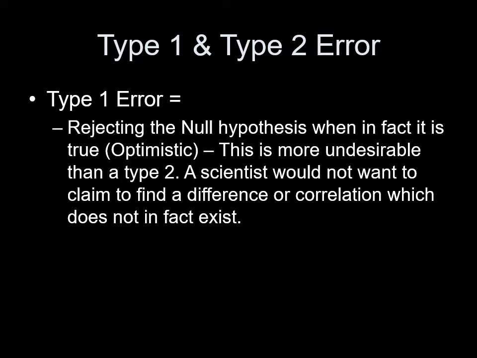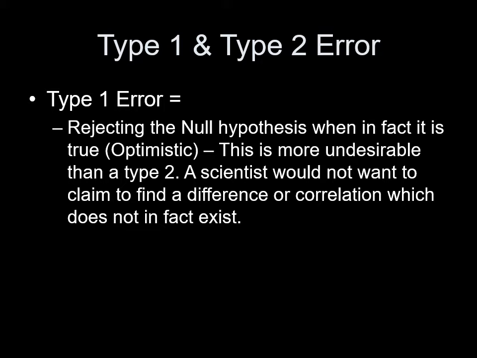Now, a scientist would tend to try to be more pessimistic than optimistic, because you don't want to be publishing pieces of work saying, oh yeah, I found this great thing, and then people turn around and say, well, no, that's not true, is it? Science tends to try to be on the rigorous side.